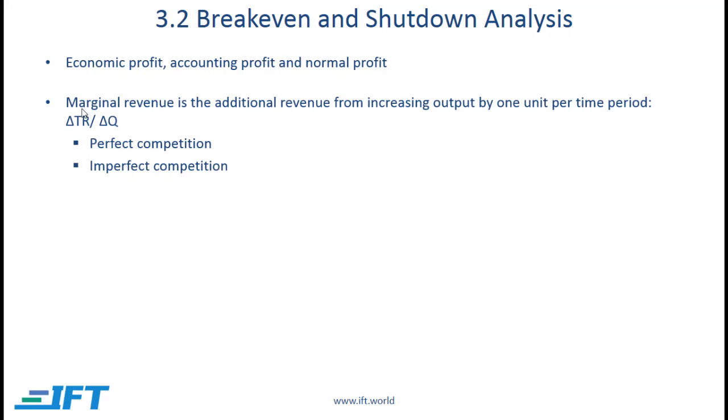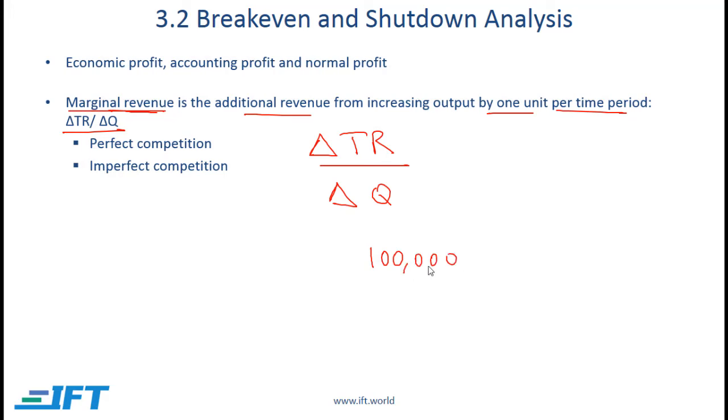The second point on the slide has to do with marginal revenue. Marginal revenue is the additional revenue from increasing output by 1 unit per time period. And the formula is change in total revenue divided by change in quantity. So let's consider a very simple example. Let's say that we are making widgets and initially our total revenue is 100,000. And at this stage our quantity is 100 units.